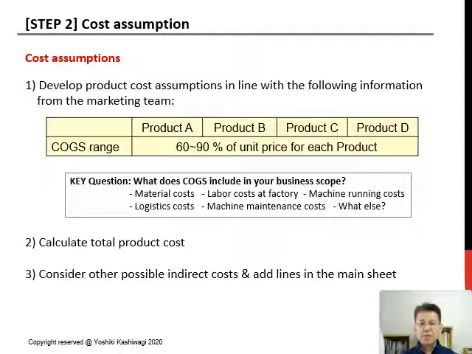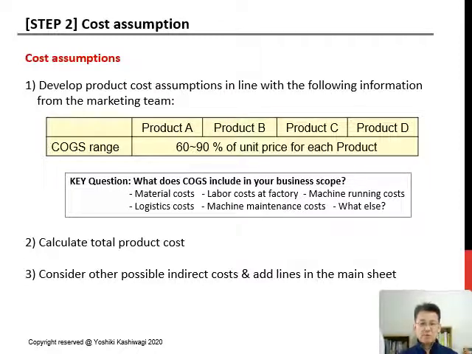But again, as we discussed last week, the key question here is what does your COGS include in your business scope? It definitely includes material costs and labor costs at the factory, and probably machine running cost at the factory, and logistic cost. Again, you can include it or exclude it, and you can put it in as independent cost items, or you can simply put it together in the COGS. And the machine maintenance cost, and what else?